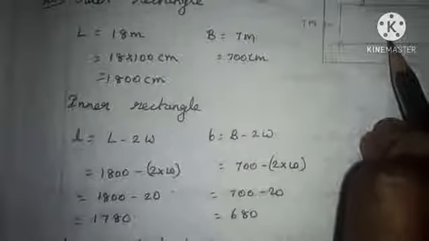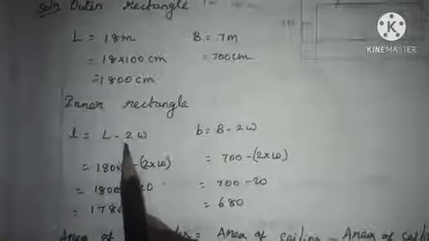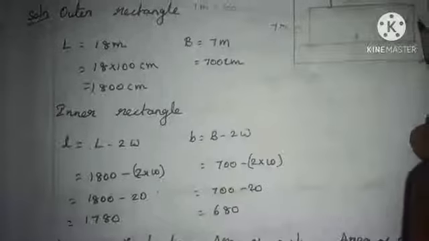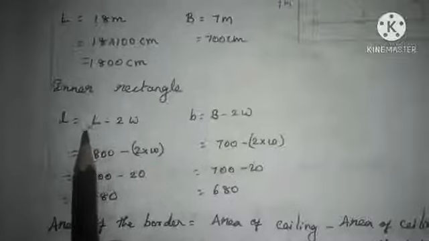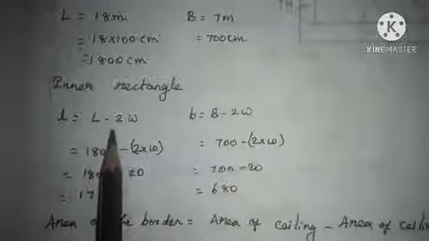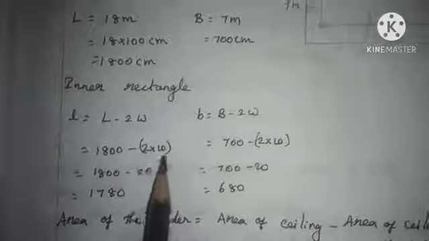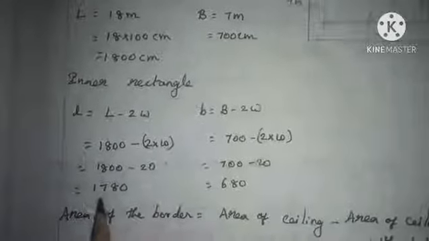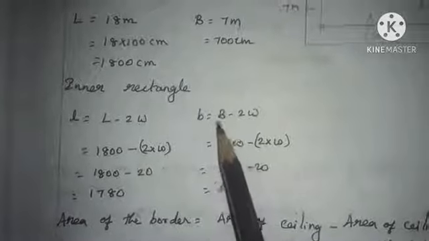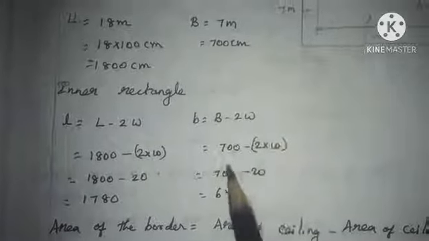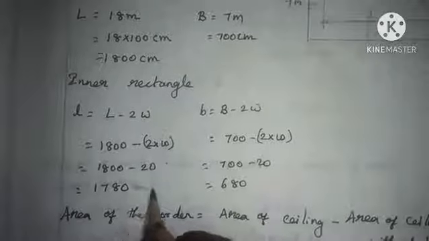And to find the inner rectangle, small l equal to length of the outer rectangle minus 2 width. That is, here we are having 1 width and on this side also we are having 1 width. That is, we are having 2 widths. So we are going to subtract twice the width from the length of the outer rectangle. That is 1800 minus 2 into 10. We get the answer as 1780. And for the breadth, we have to subtract twice the width from the outer rectangle breadth. We get the inner rectangle breadth as 680 centimeter.